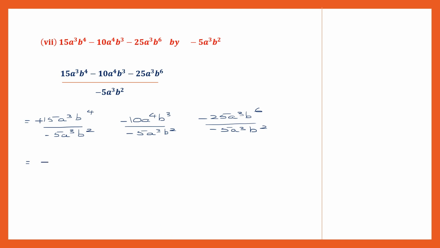So let's write minus there. Then we divide 15 and 5. 5 ones are 5 and 5 threes are 15. Now we have a cubed and a cubed.